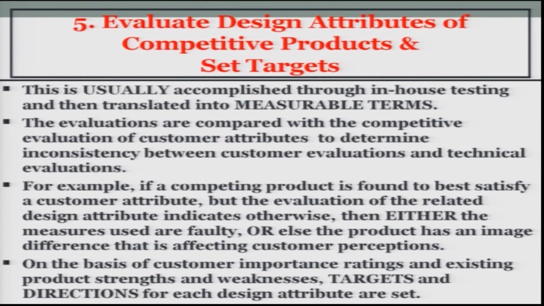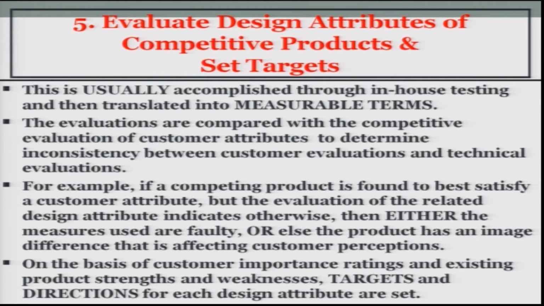So, in the fifth stage we evaluate design attributes and competitive products and set targets which are to be met in the best possible manner. This is usually accomplished through in-house testing and then translated into measurable terms. The evaluations are compared with the competitive evaluation of the products of competitors and the customer attributes mentioned by the customer, in order to determine inconsistency between the customer's evaluation and the technical evaluations, and how good or bad our products are with respect to the customer requirements.